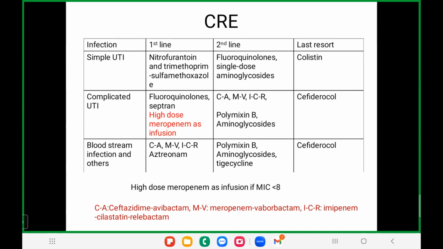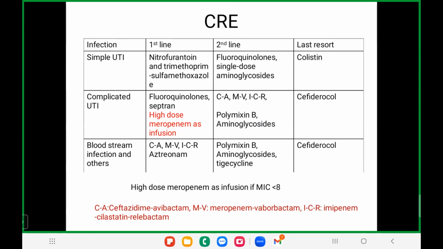And what other options do you have in complicated UTI if you are resistant to fluoroquinolones and meropenem? So the first line, second line drugs you have are ceftazidime avibactam, which is among the newer antibacterials, and meropenem vaborbactam, and imipenem cilastatin. These are the main combinations of beta lactams and beta lactamase inhibitors. So these are the drugs which can inhibit the beta lactamase production, so that your antibiotics can act on the bacteria.